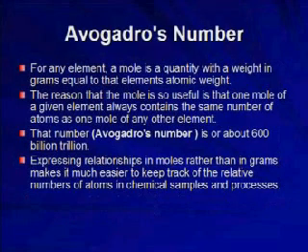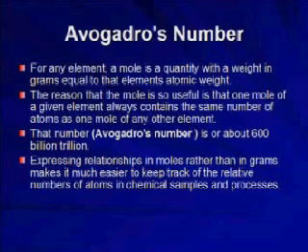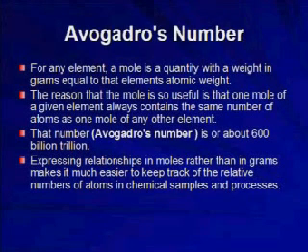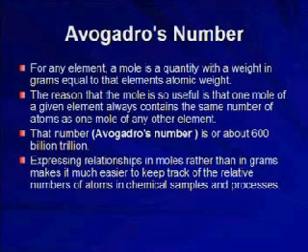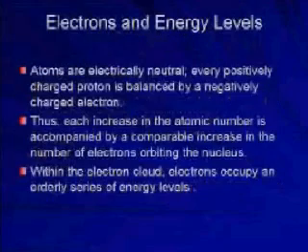Avogadro's number. For any element, a mole is a quantity with a weight in grams equal to that element's atomic weight. The reason that a mole is so useful is that 1 mole of a given element always contains the same number of atoms as 1 mole of any other element. That number, Avogadro's number, is about 600 billion trillion. Expressing relationships in moles rather than in grams makes it much easier to keep track of the relative number of atoms in chemical samples and processes.